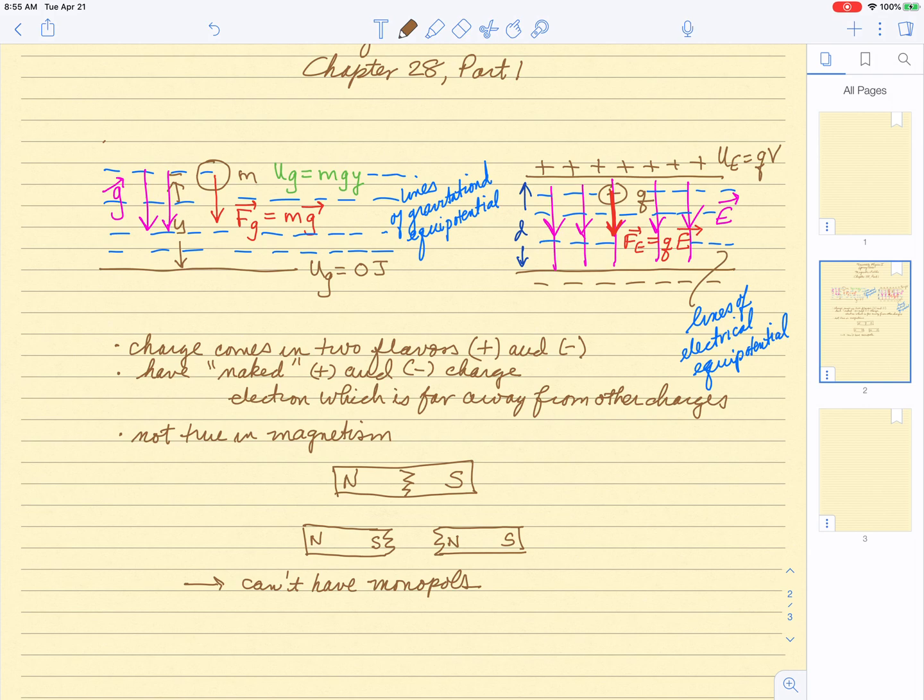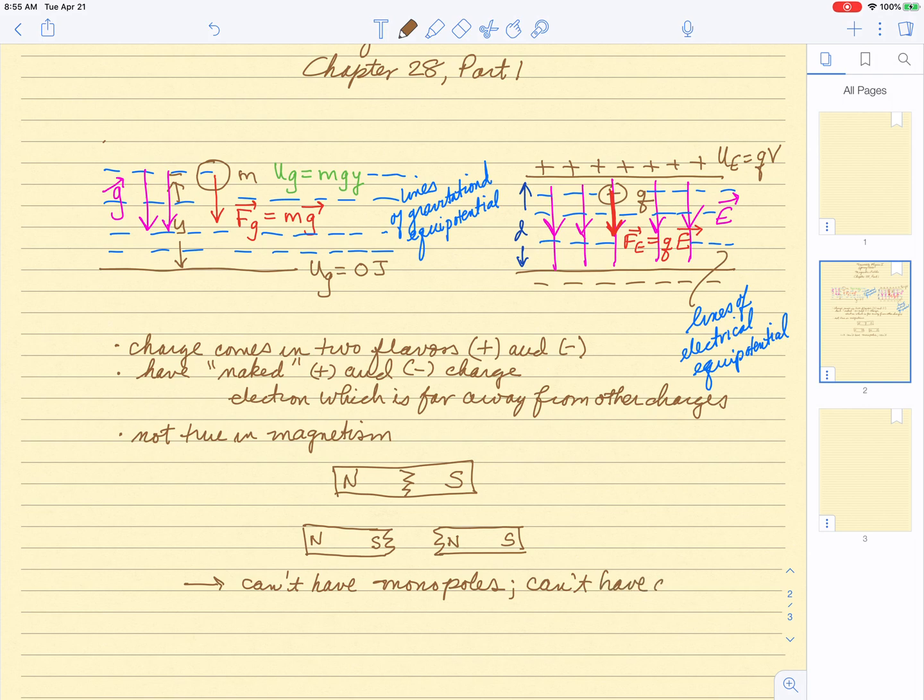And that's an interesting idea. It would be good if I could spell it properly, right? So let me just erase that. So there can't be monopoles. That is, you can't have an isolated.